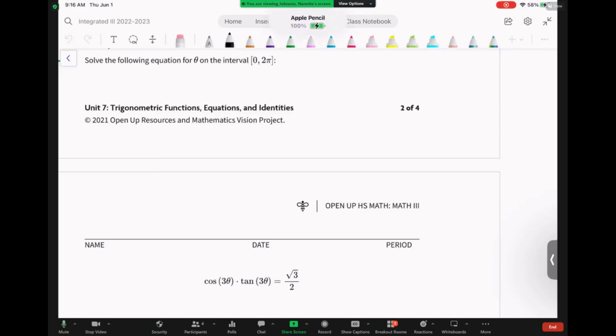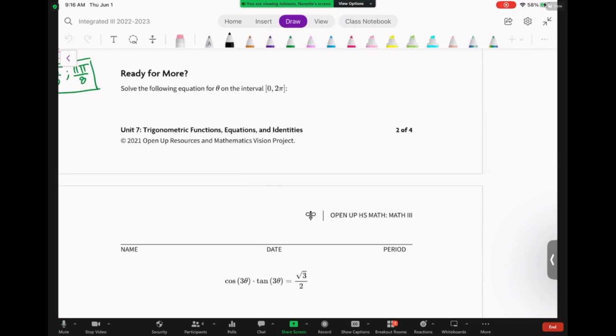All right, so we are in 7.6, I think. 7.6. Yes, sorry, ready for more.